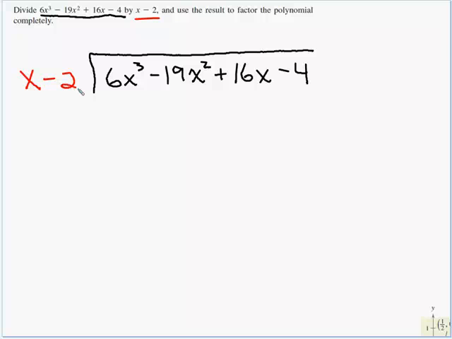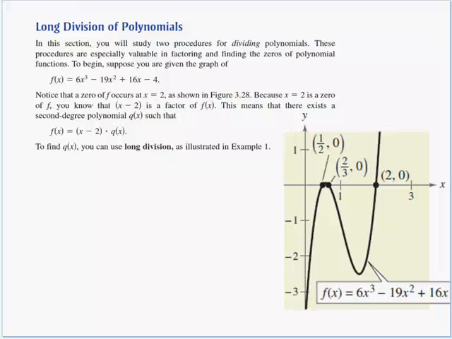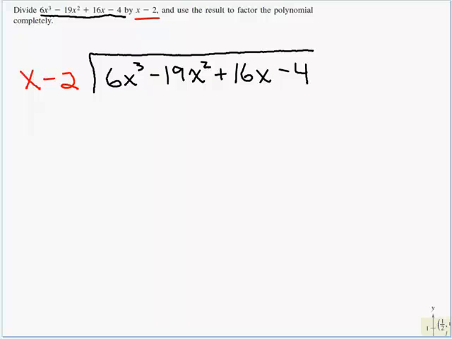x minus 2. So back to this real quick. Oops, I erased just the numerical problem. We want to come up with a number up here. And now, since we have two terms here, what we want to focus on is the leading term of each, this x and this 6x cubed. I want to come up with a number on top here. What times x is exactly 6x cubed?